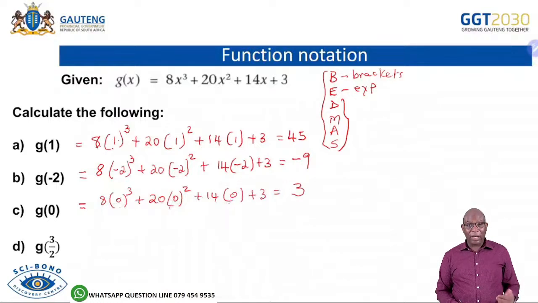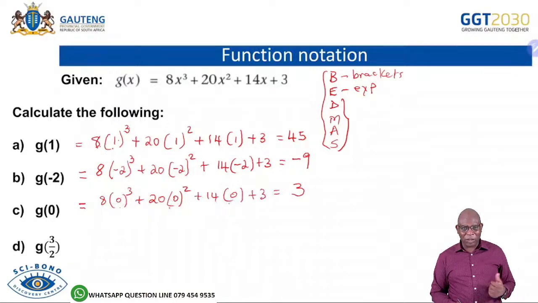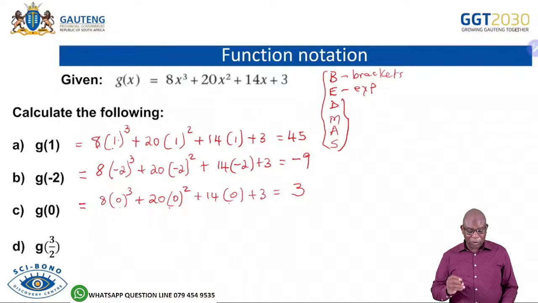Okay, and that you're going to use when you do your graphs. Please look at this, because g of 0 is nothing else but your y-intercept. That's where the graph is going to cut the y-axis, because the x value is 0 there.